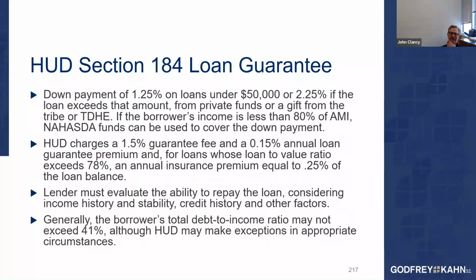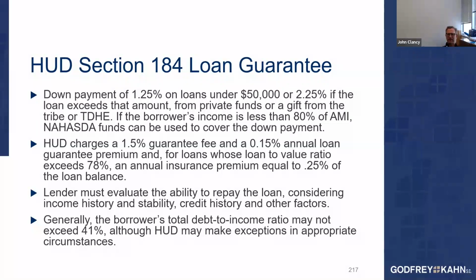Mark, if you go ahead, that'd be great. So an advantage of these loans, in addition to addressing the issue of how you get a mortgage in Indian country, is that the down payment can be low. The down payment for a small loan, which would be more for a rehab of an existing house, can be as low as 1.25% on loans under $50,000. If the amount exceeds that, then the down payment's still very low. It's 2.25%. And the money can come in from a variety of sources.